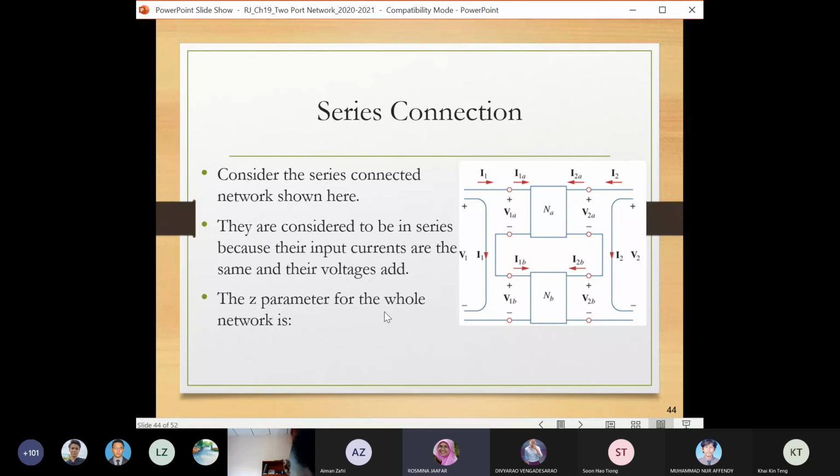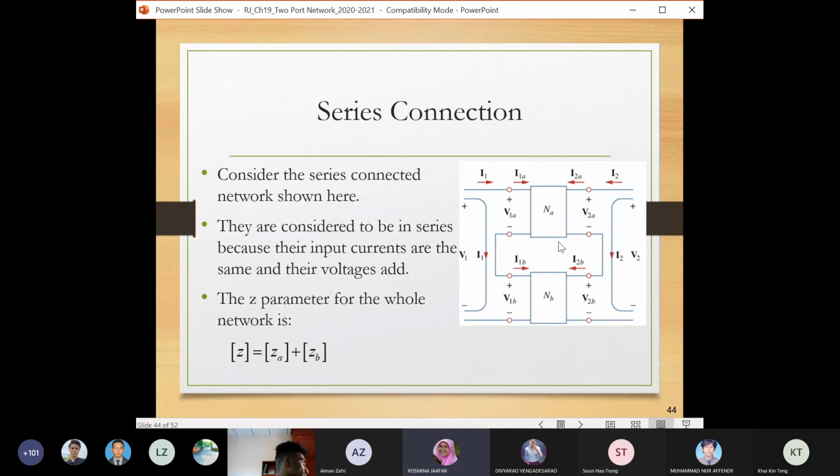Okay, alright. So obviously here you have V1 with the internal networks, and V2 is the total effect of the series connection of the sub-networks within this big network. They are considered to be in series because their input currents are the same and their voltages are added. So another characteristic is that V2, the output, is the added voltage of the two. The Z parameter for the whole network is Z equals ZA plus ZB.